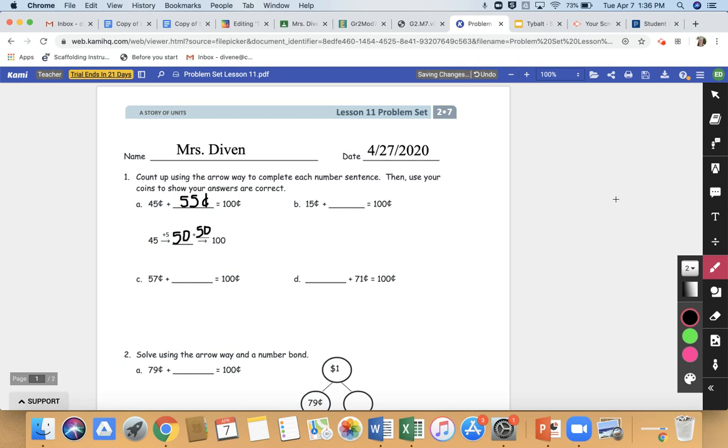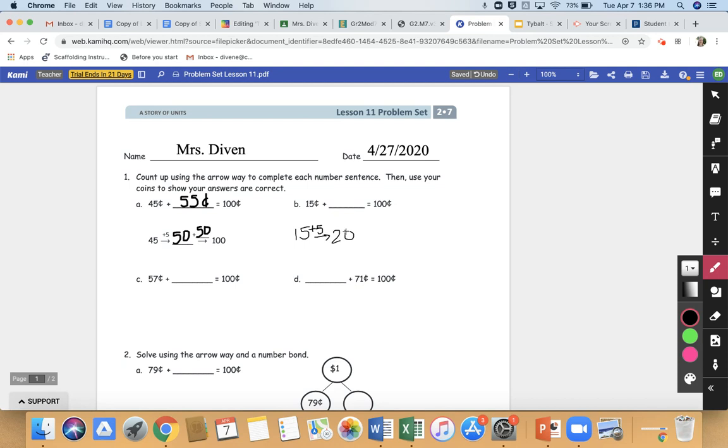Okay, letter B. We have 15 cents. We're trying to get to 100 cents. So let's use our arrow method here. I'm going to make my pen stroke a little bit smaller. So if we start with 15 cents, we can add 5 to that to get us up to 20. So add 5, and that will give us 20.